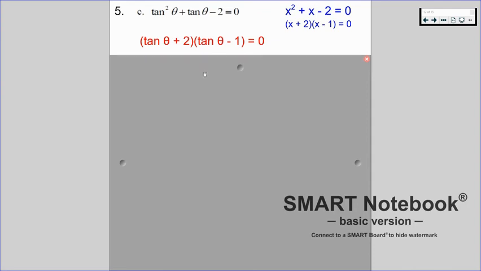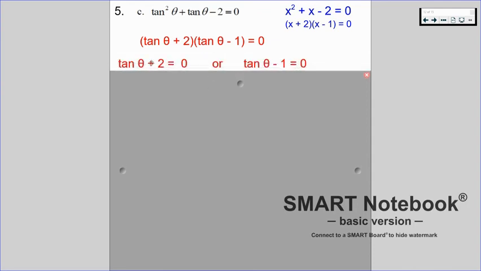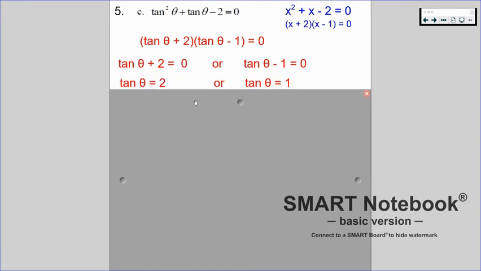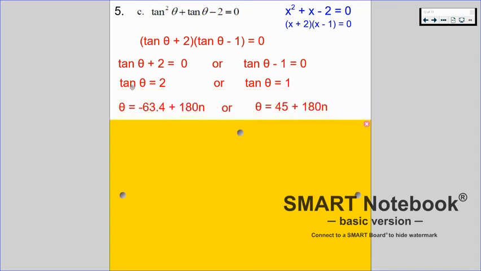And now we'll set each factor equal to 0. Subtract 2 over here, add 1 to both sides over here. And at this moment, I will inverse tangent. I guess I did need a calculator for this one. So I inverse tangent of negative 2, and I get negative 63.4. And I inverse tangent 1, and I get 45. The period on tangents is 180 degrees, so make sure we add 180 on those. And those are the two equations we would have for the general solution.